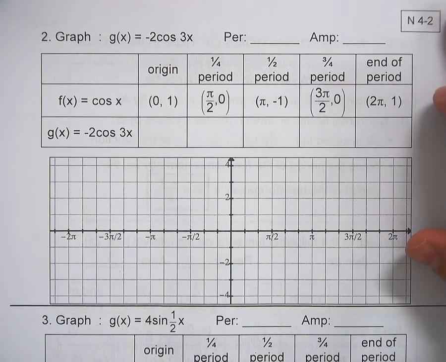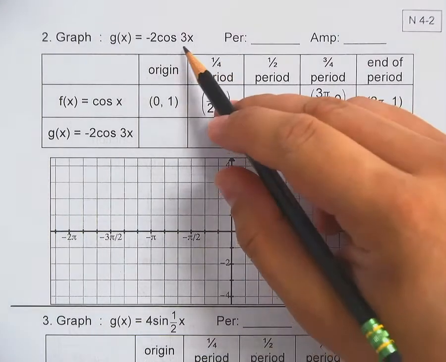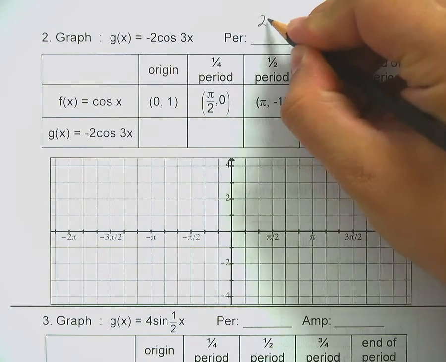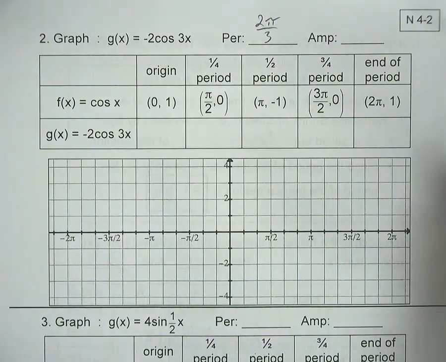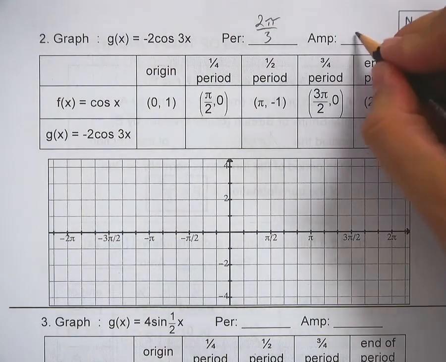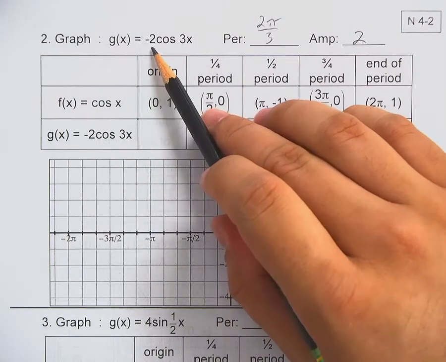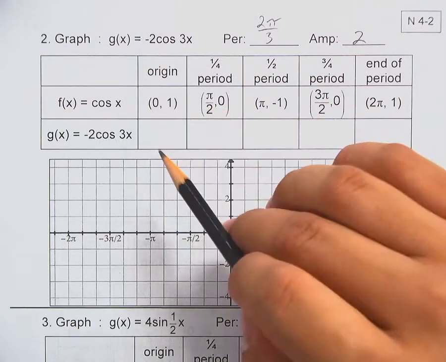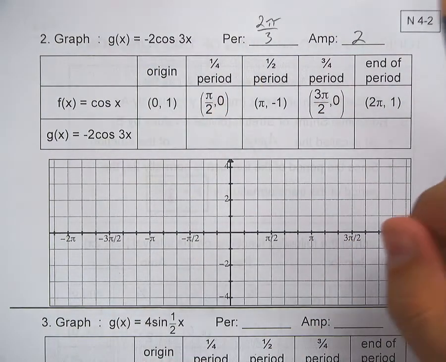Your period is 2 pi over b. B in this case is 3, so it's 2 pi over 3. Amplitude here is 2. Now, I don't care that it's a negative. When I get my points, the negative will take care of itself.